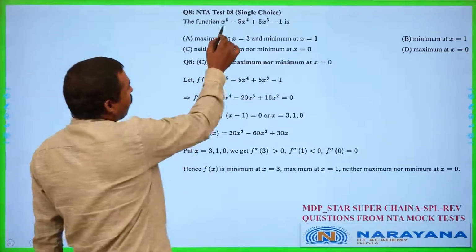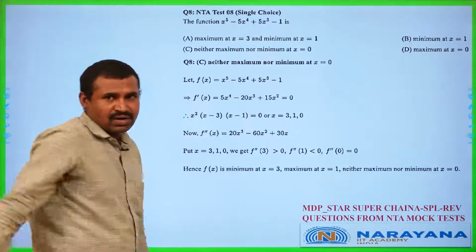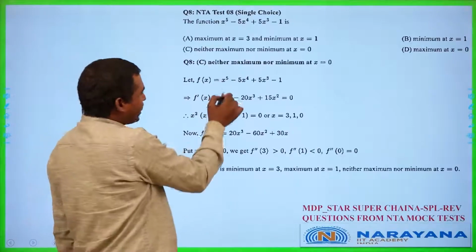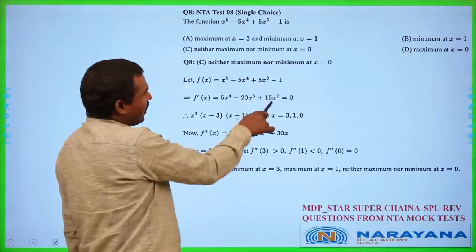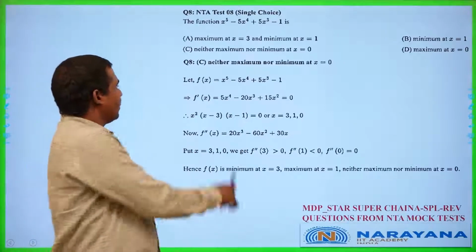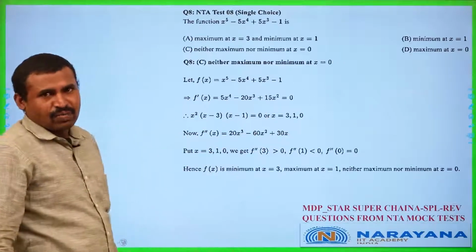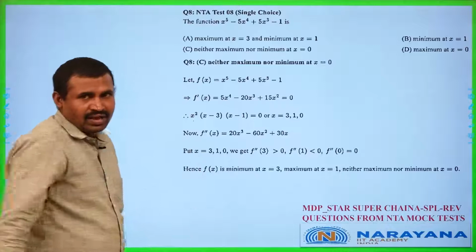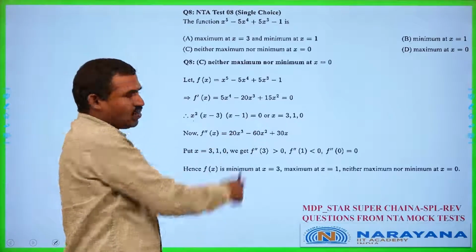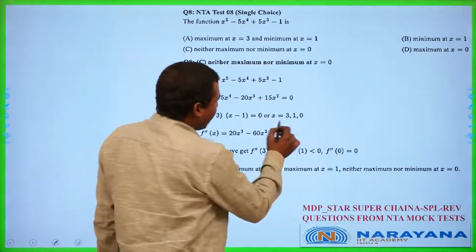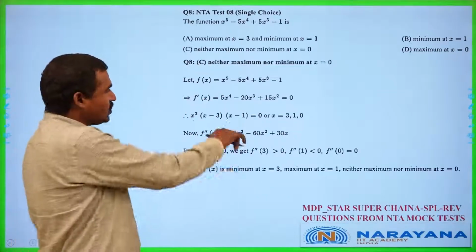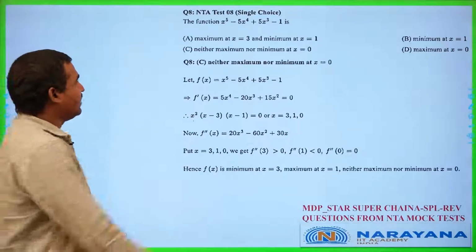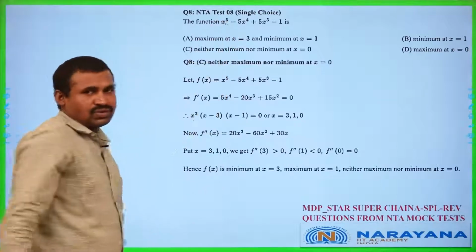So, f of x is x power 5 minus 5 x power 4 plus 5 x cube minus 1. Find f dash x. f dash x is 5 x power 4 minus 20 x cube plus 15 x square. Let it be equal to 0. First find critical points. So, f dash x is equal to 0 gives x square into (x minus 3) into (x minus 1) is equal to 0. So, x is equal to 3, x is equal to 1 and x is equal to 0, but x is equal to 0 is a repeated root, which means it is a point of inflection, and this is a 5th degree polynomial and the coefficient is positive.